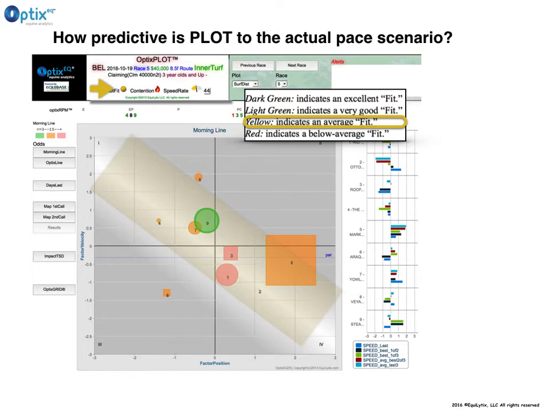It would be green if the 5 and 8 were inside of that yellow shading. And that's really what we're looking for. It's an alignment, it's something that we look for, and it's worked well for us. So that's the first thing I look for. We're trying to understand how predictive the plot is to the potential pace scenario.